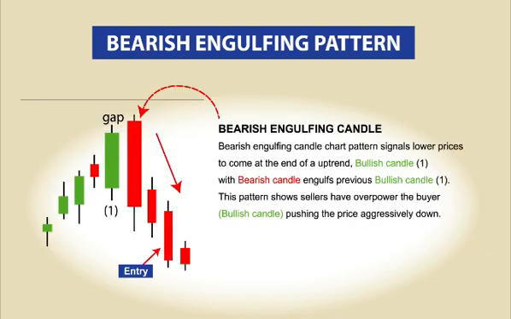Bearish engulfing pattern. The bearish engulfing candle chart pattern signals lower prices to come at the end of an uptrend. A bullish candle, 1, with a bearish candle, 2, engulfs the previous bullish candle. This pattern shows sellers have overpowered the buyers, pushing the price aggressively down.